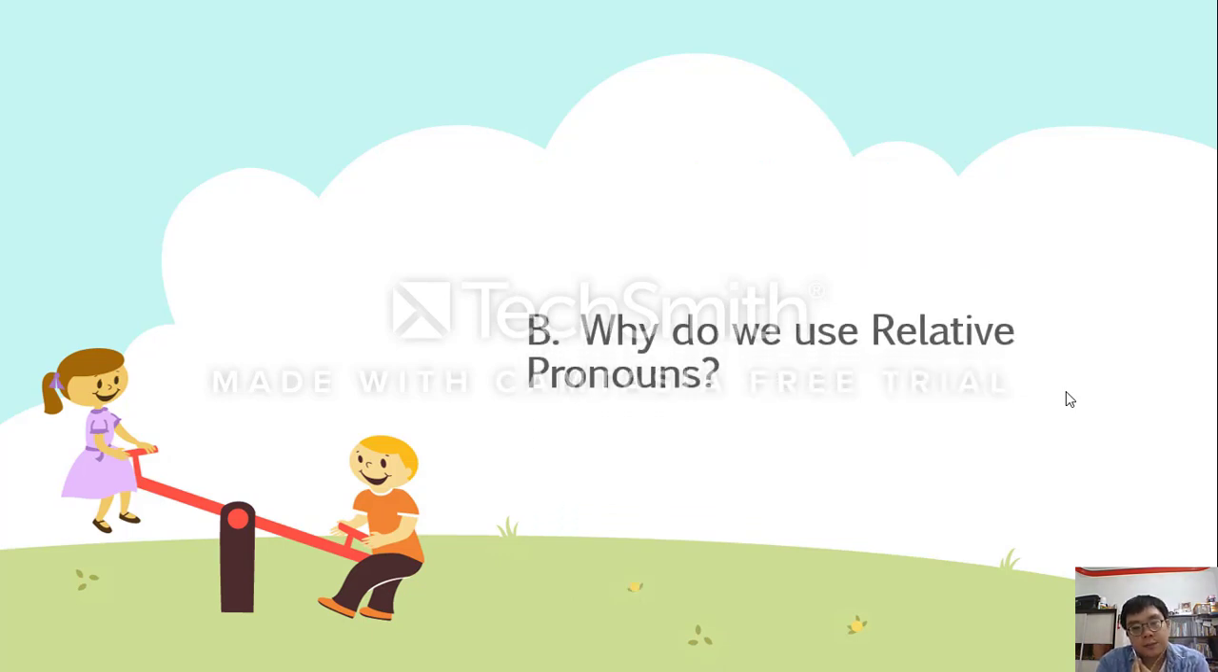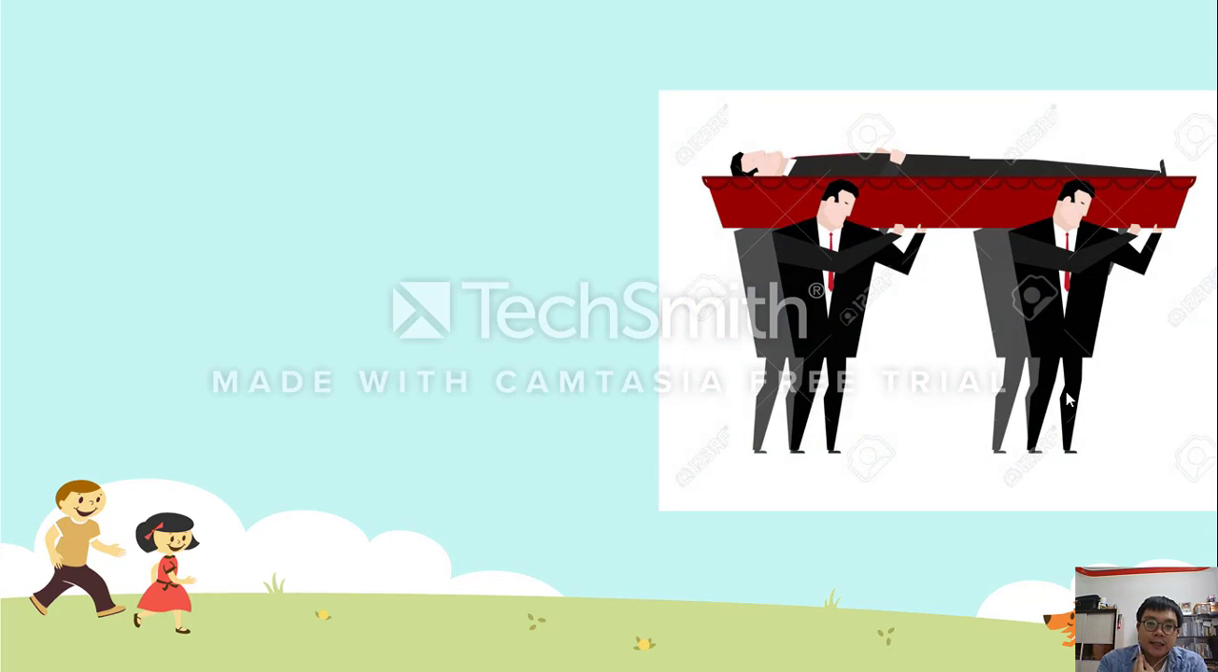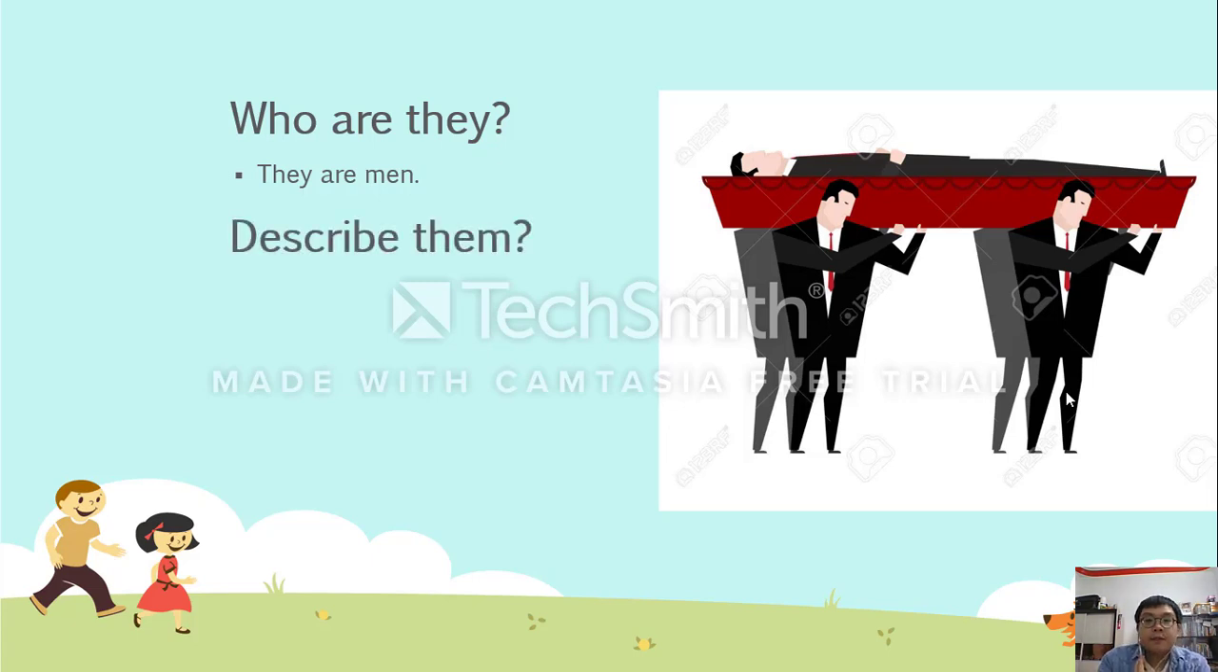So B, why do we use relative pronouns? Let's look at an example. Recently, I think this is pretty much in trend. Everybody is watching memes and you can see the black guys carrying the coffins. So who are they? My first question to you, who are they? In this picture, you can just tell me they are men. Okay, it's easy. But if I ask you to describe them, how would you describe them? Now they are wearing the black coats. So I can say they are smart looking. They wear the clothes tidily, so they are smart looking men.